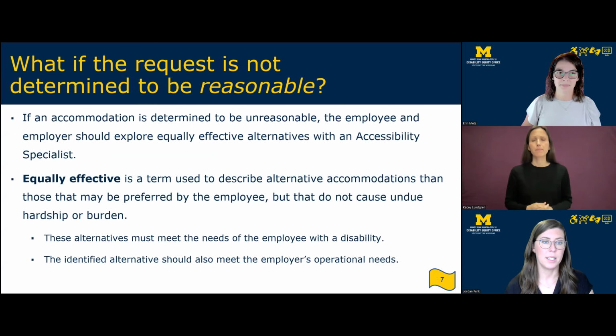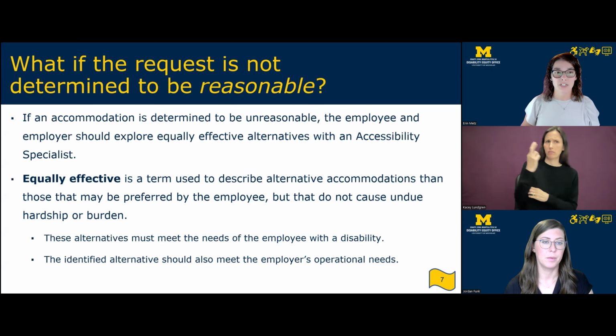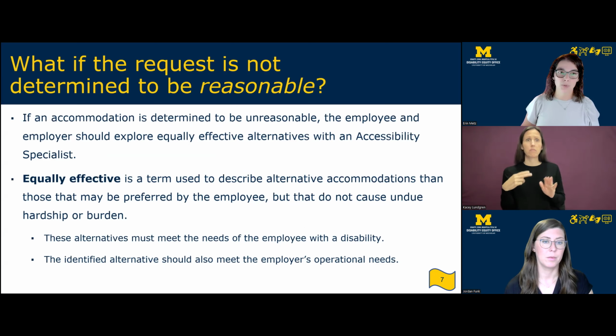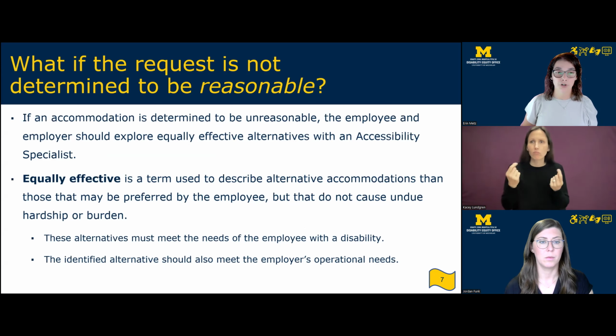What if the request is not determined to be reasonable? If an accommodation is determined to be unreasonable, the employee and the employer should explore equally effective alternatives with an accessibility specialist. Equally effective is a term used to describe alternative accommodations than those that may have been preferred by the employee, but that do not cause undue hardship or burden. The alternatives still must meet the needs of the employee with a disability, and the identified alternative should also meet the employer's operational needs.